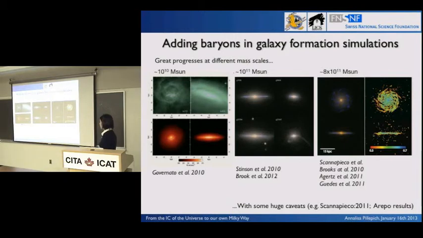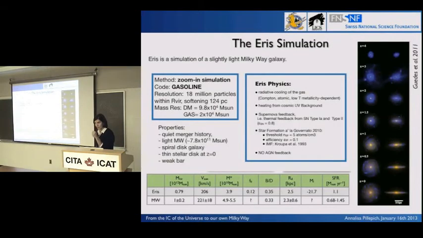Within this caveat, I have studied the simulation that Javier Guedes ran, which is the Eris simulation. Eris is a simulation of a Milky Way galaxy. We use the code Gasoline, which is an SPH code, and it's a zoom-in simulation, so we have very good resolution in the high resolution region, something like 10^5 solar masses for the dark matter, and 10^4 solar masses for the gas. Really, here I'm saying that we are resolving Eris with 18 million particles within the virial radius, including dark matter, gas, and stars by the time it's redshift zero.